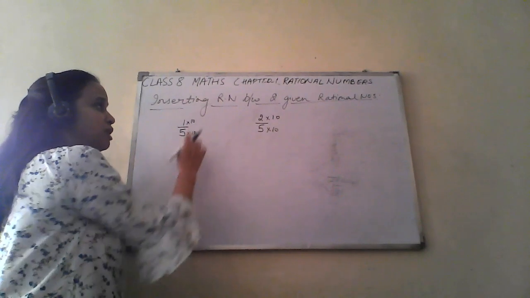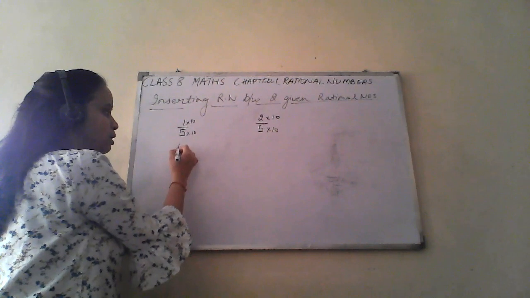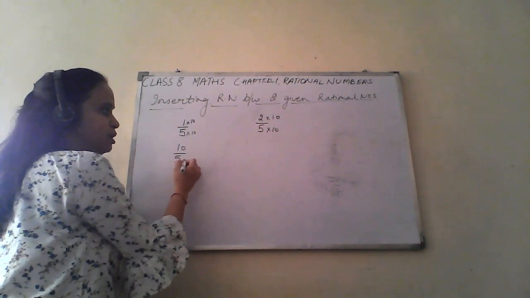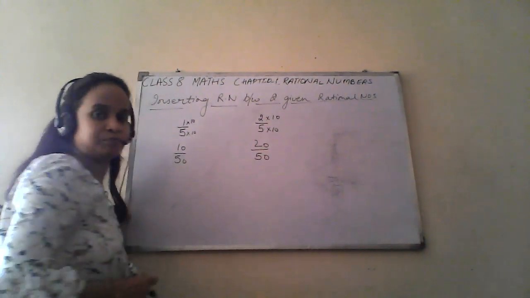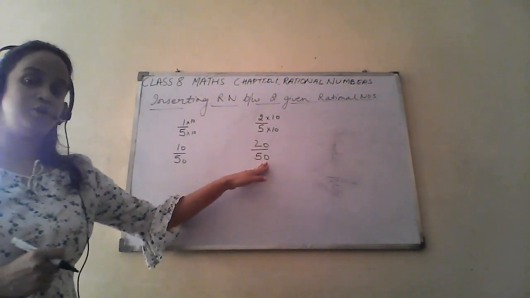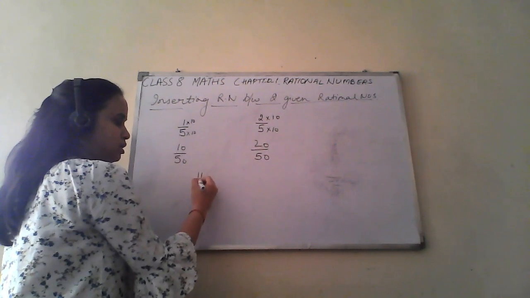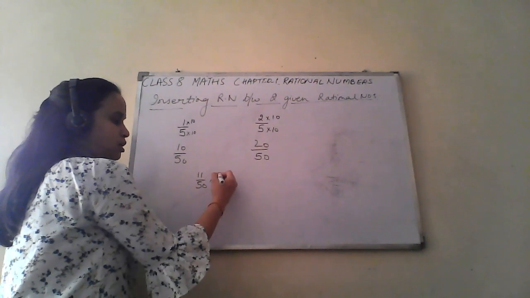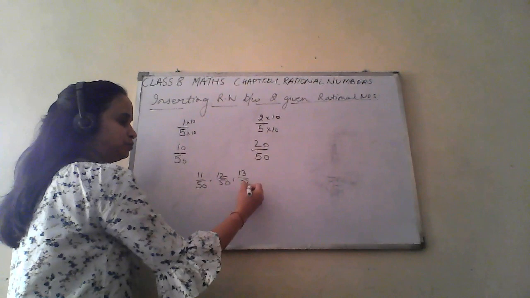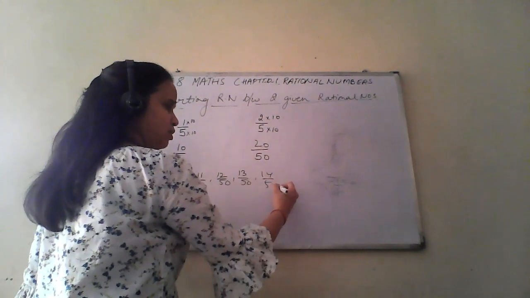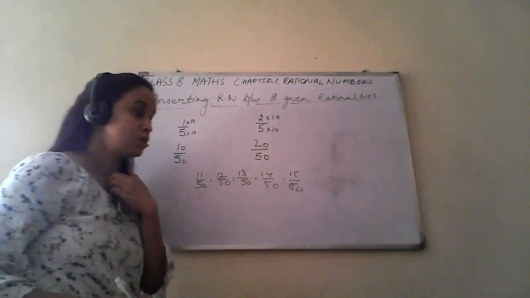So what do these fractions become? We are multiplying both numerator and denominator just to equalize the things. This will become 10 upon 50. This will become 20 upon 50. Now denominators are the same. We can plot numbers like 11 by 50, 12 by 50, 13 by 50, 14 by 50, 15 by 50. We can plot up to 19 by 50.